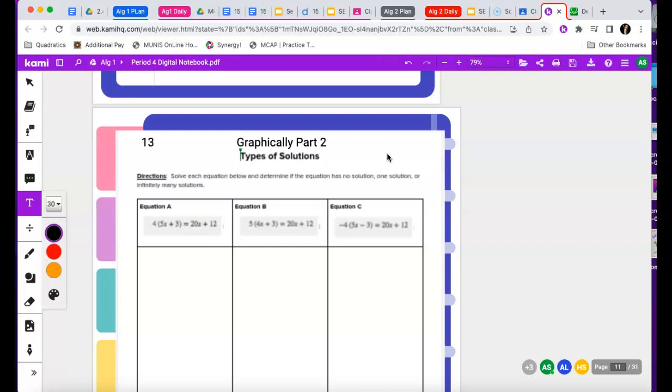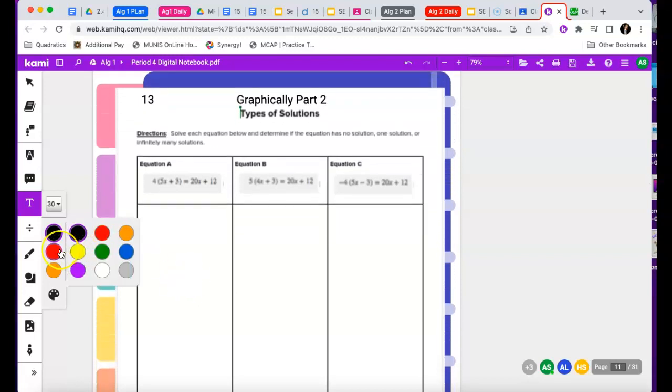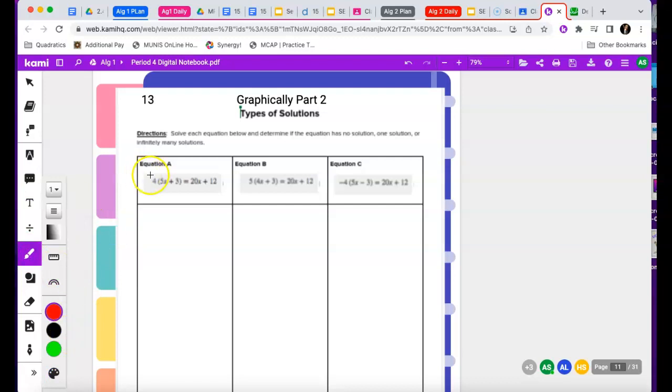On page 12, we talked about how we can graph an equation to find its solution. If it intersected one time, there was one solution. If there was no intersection, if the two lines were parallel, there was no solution. And if the lines were overlapping, that means there were infinitely many solutions. So we're going to look at these three equations. We're going to solve them algebraically, and then we're going to solve them graphically to see what types of solutions there would be. So we're going to start using the distributive property.